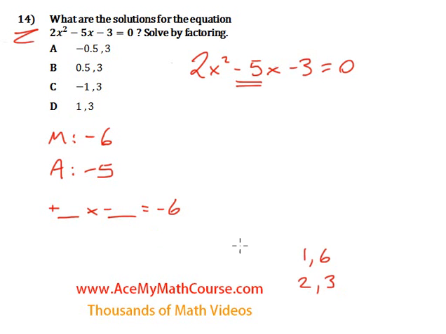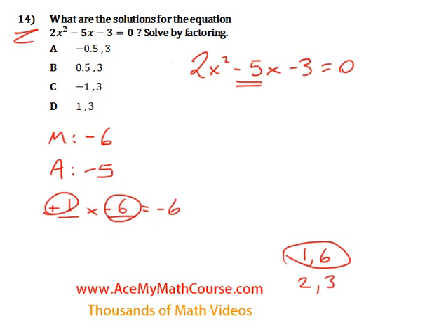Well, if we need one of the numbers to be positive and the other one to be negative, we're looking at 1 and 6. Because it can have negative 6 and positive 1. 1 plus negative 6 is negative 5. And 1 times negative 6 is negative 6. So that works. This combination right here.